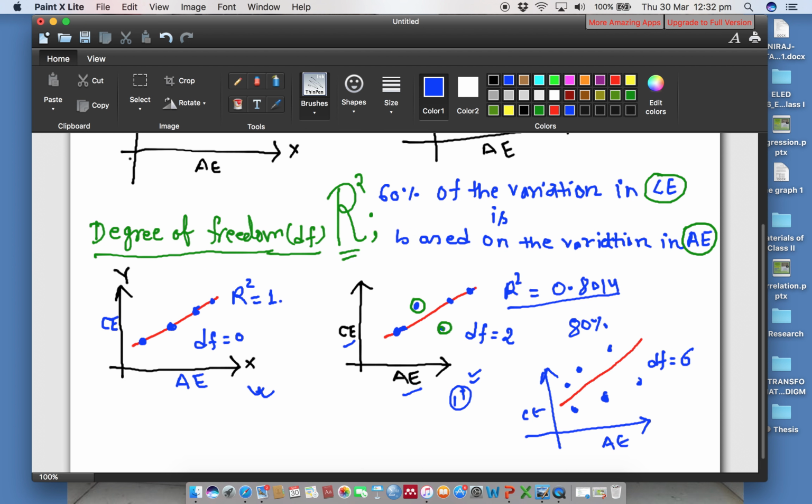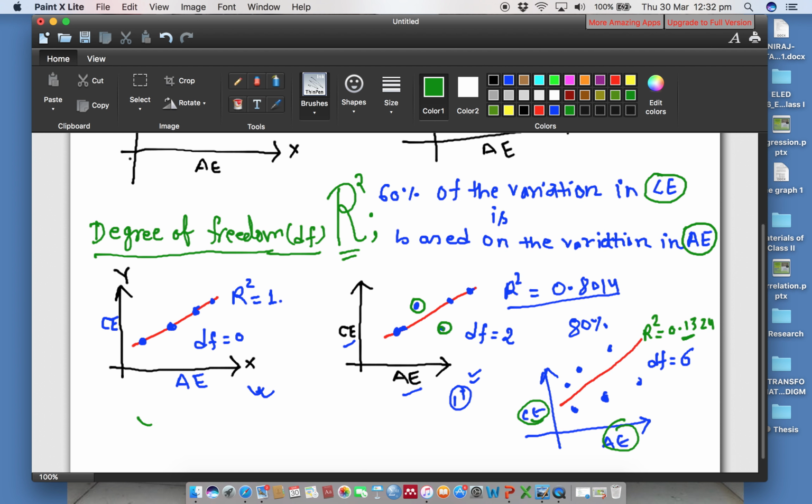For such a case, can we guess what the value of R square becomes? It's a very small value, 0.1324. We can say only 13% of the variation in cognitive engagement is based on the variation in affective engagement. This way, we talk about the value of R square, degree of freedom, deviation, and residual.